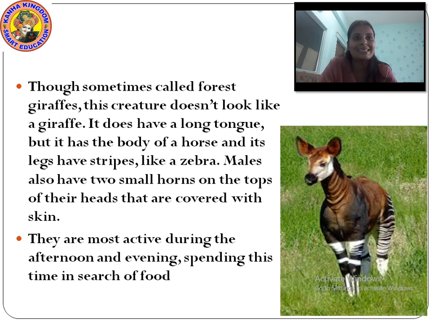that are covered with skin. They are most active during the afternoon and evening, spending this time searching for food.